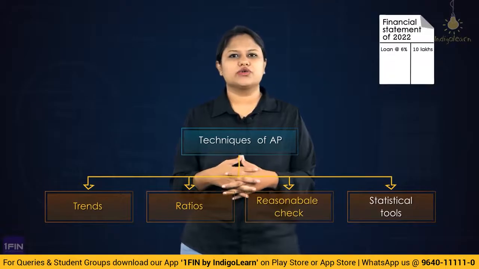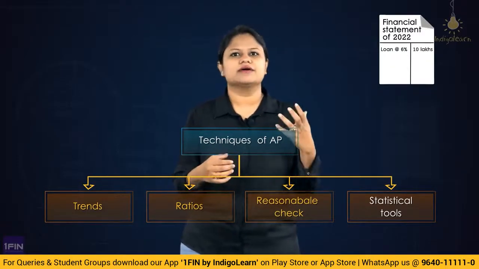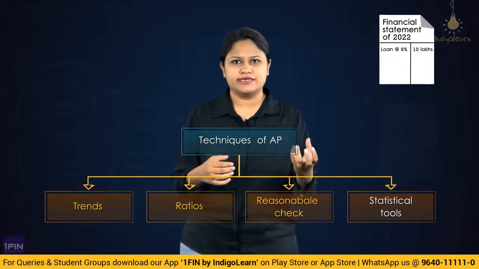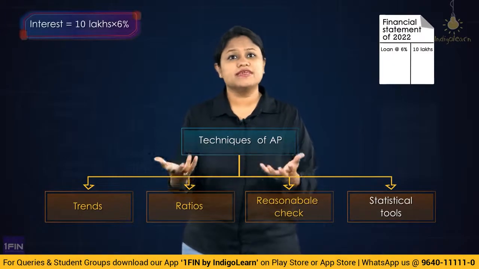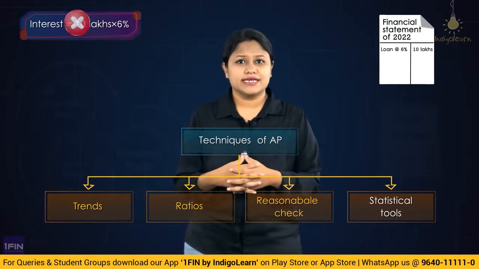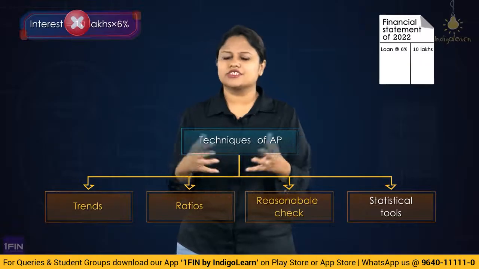For example, suppose we have an interest-bearing obligation, like a loan amount appearing on the liability side, and we know that the rate of interest is 6%. So obviously we are going to calculate 6% of the liability, and that should be the interest amount for the period. But this is not matching. So here you realize that reasonably 6% of 10 lakh should have been so much, but it is not matching.